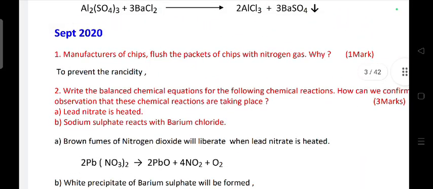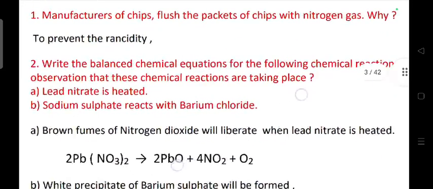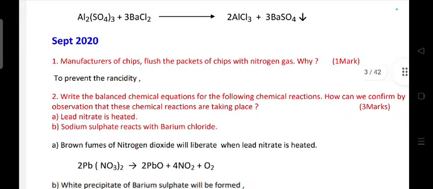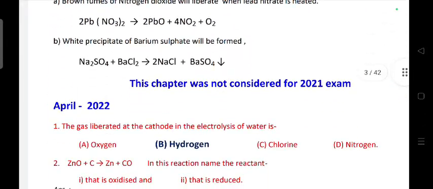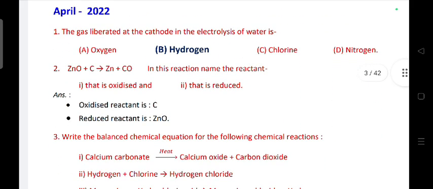Choose the correct answer to prevent acidity. Then the second question carries 3 marks. The answer is given, copy down the answers. In 2021, this chapter was not considered. Come to April 2022, multiple choice questions.